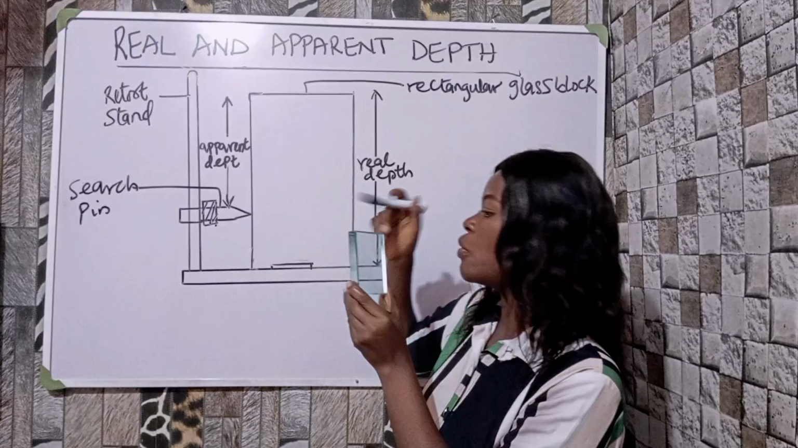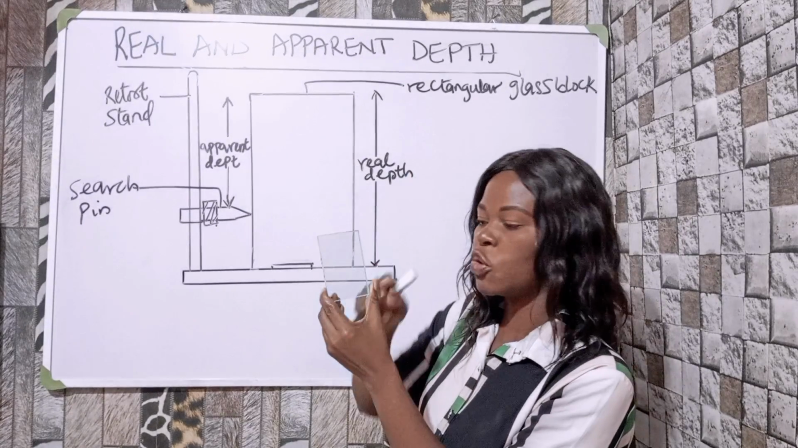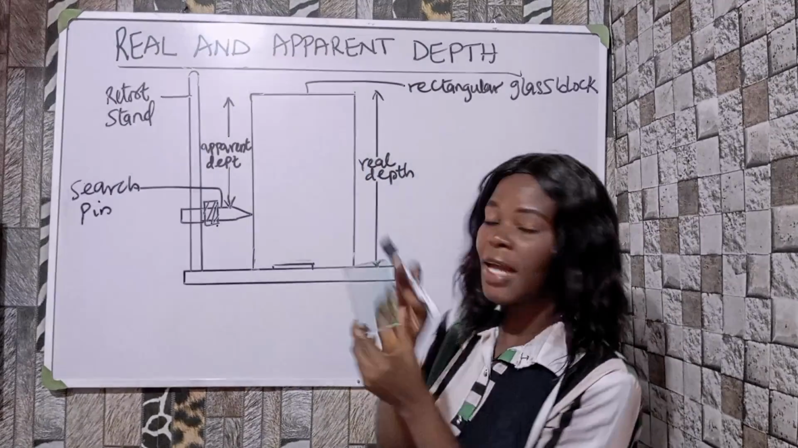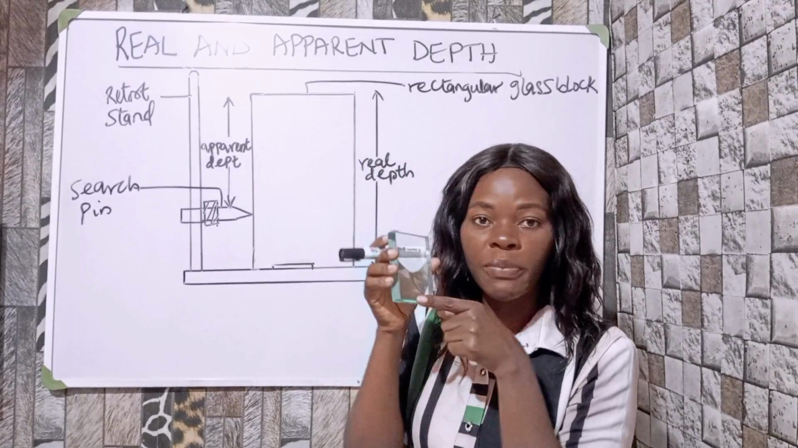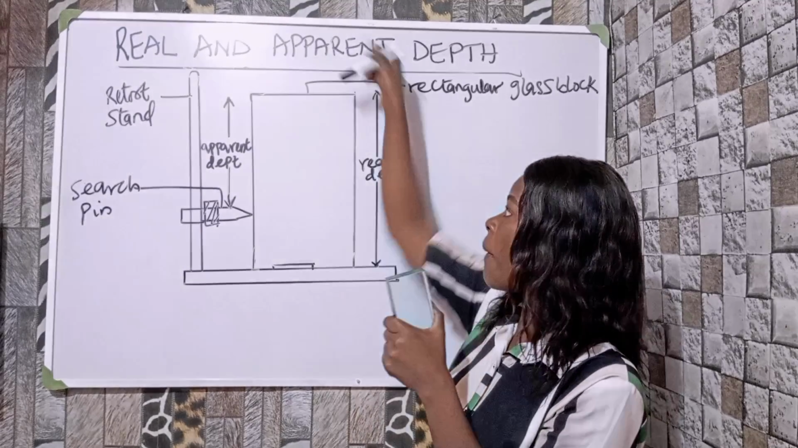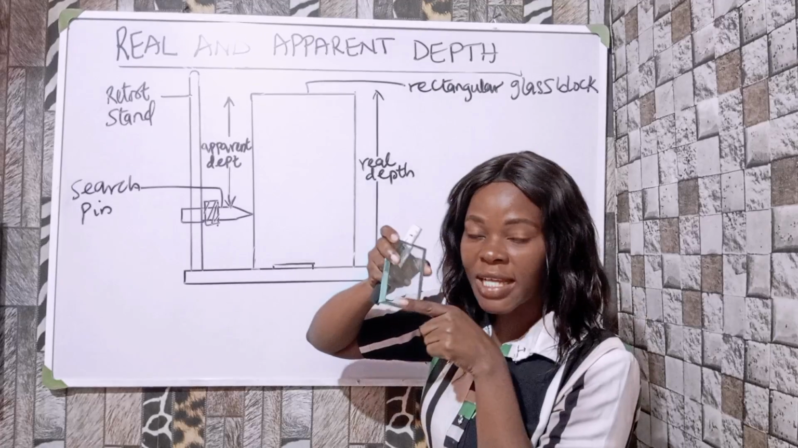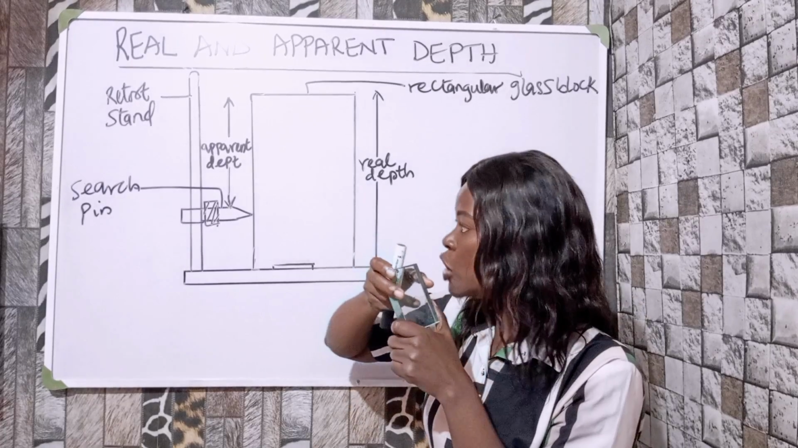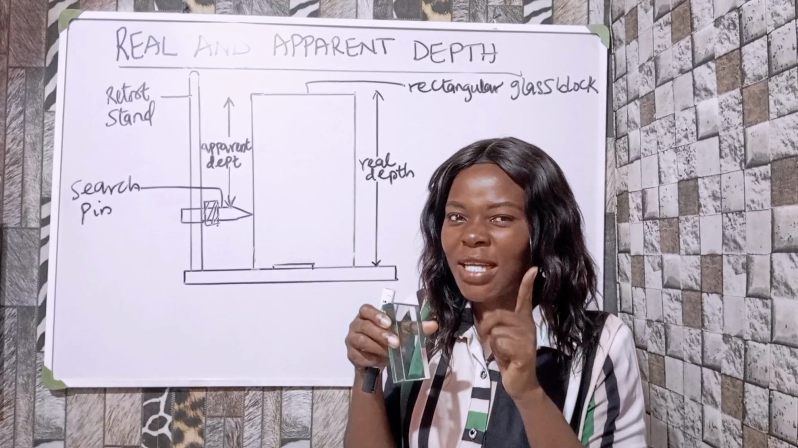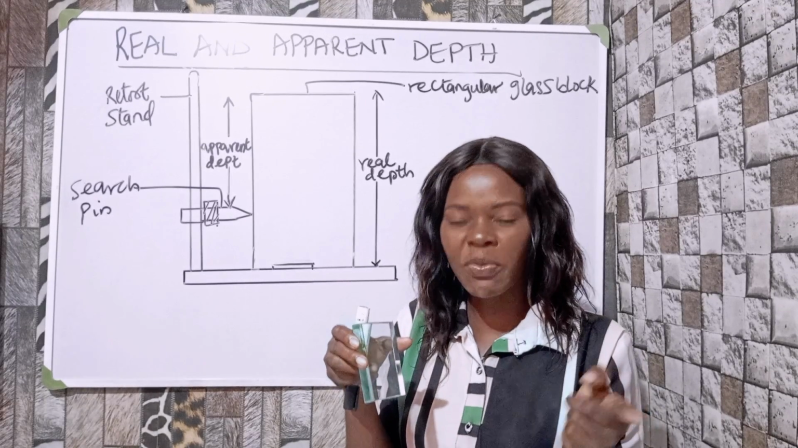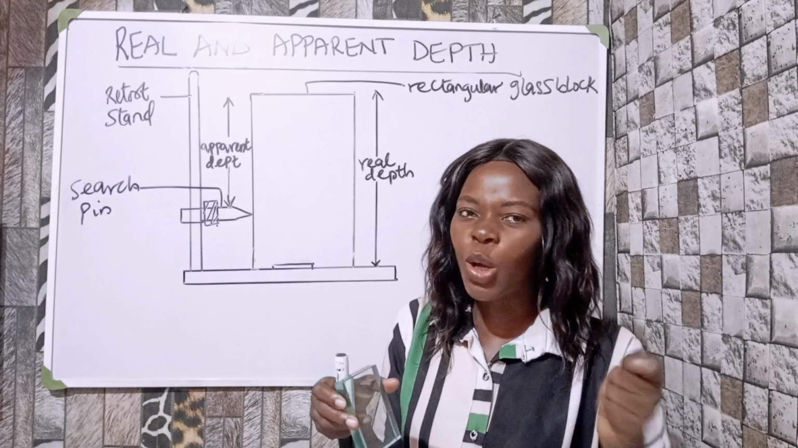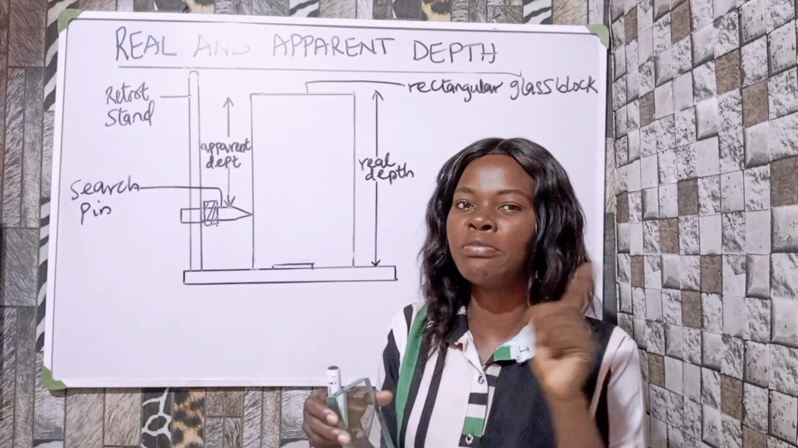Now if you view from here to here, this is the real depth. When you measure from here to here, this is the real depth of the object, because this is where the object was placed. But by the time you view from up, so you can see the object lying here, you're going to observe that the object appears shallower than it really is. Why is it so? Because light has traveled from one medium to another. That causes the bending at the boundary between the two media.